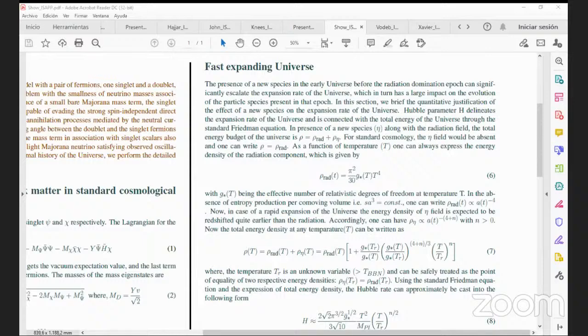Here we are considering that the energy budget of the universe is dominated by the field eta, and we have given the behavior of the energy density with the scale factor, which is rho_eta proportional to a to the power minus (4 plus n). In this scenario, one can write the Hubble expansion rate, which is given in equation 8. Can you scroll?